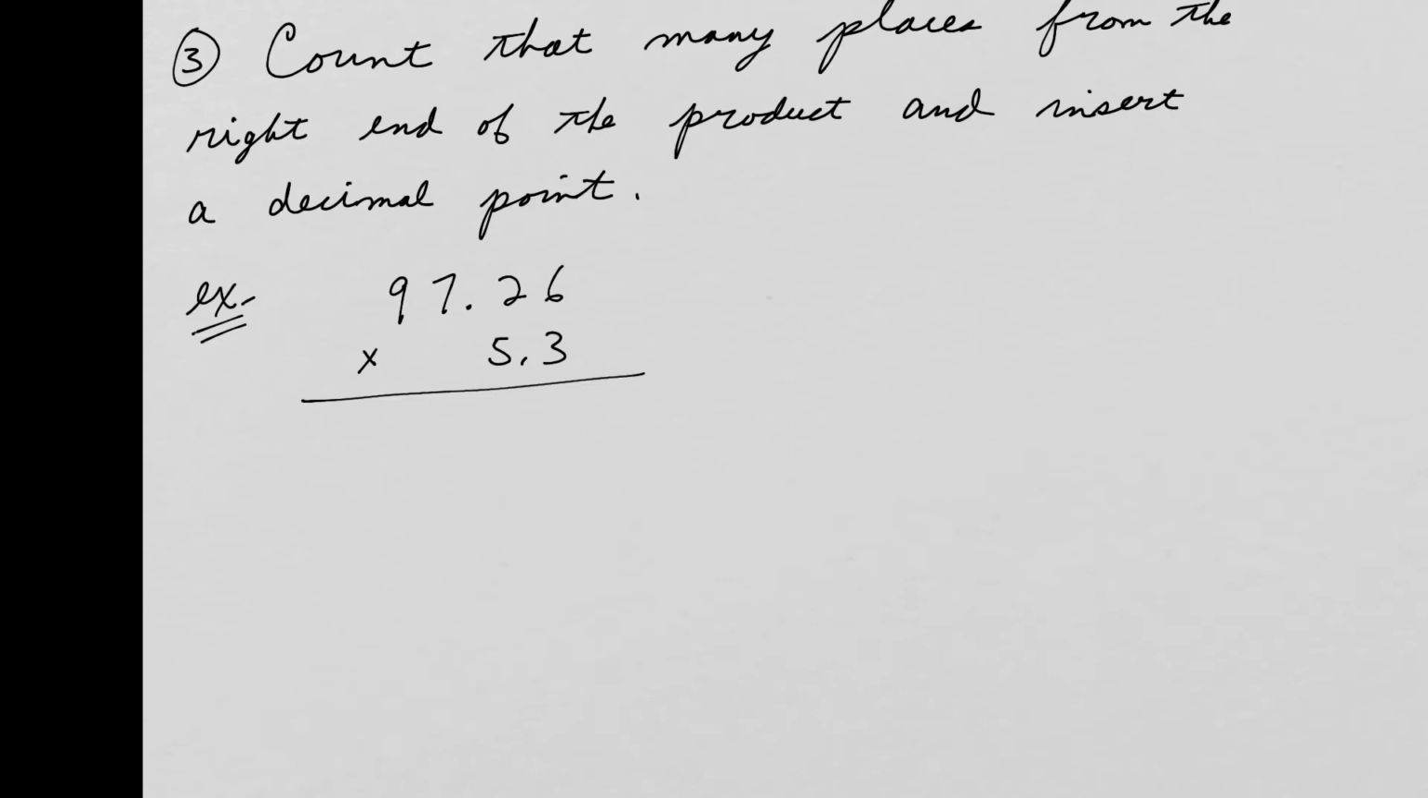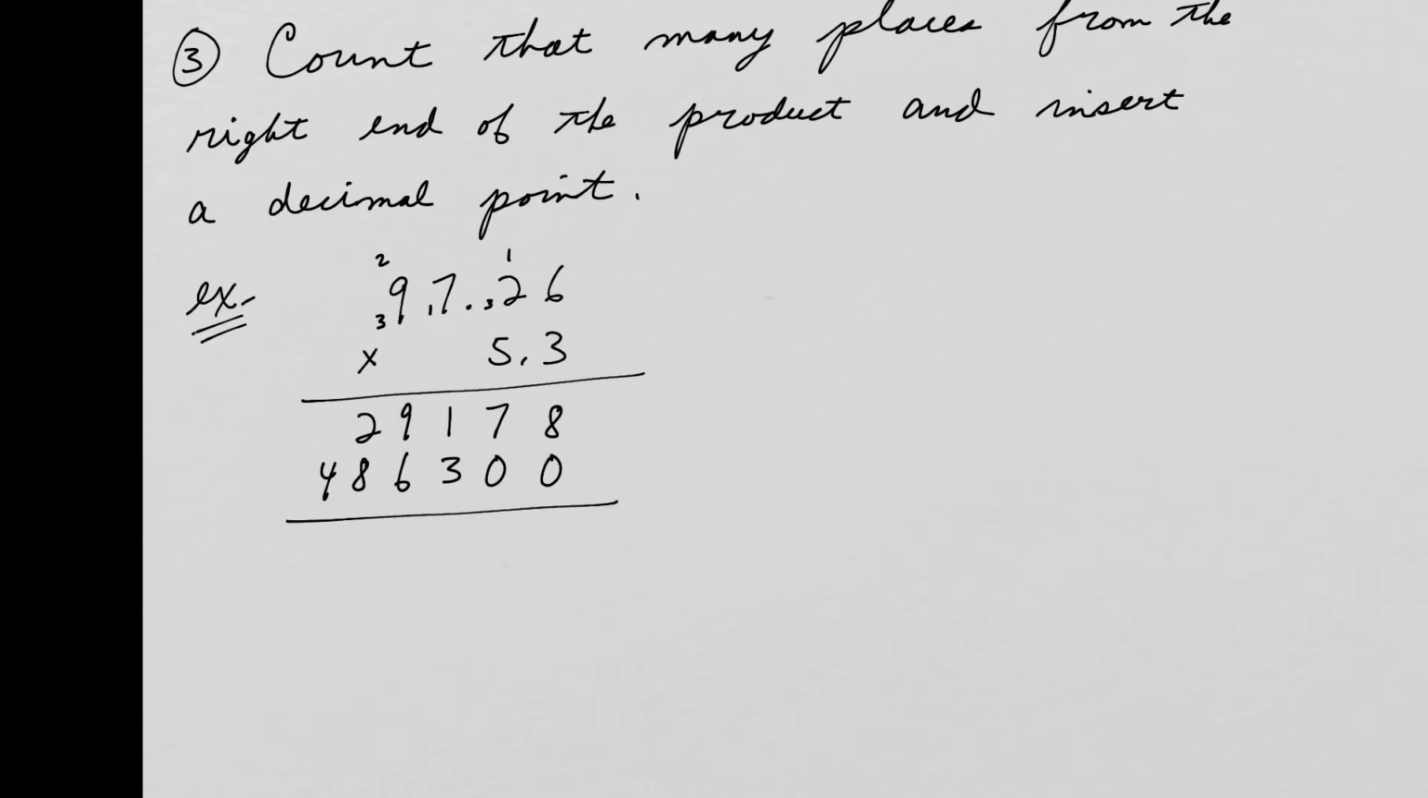So we would multiply like we normally would with whole numbers. 3 times 6 is 18, so I write down 8, carry the 1. 3 times 2 is 6, plus 1 is 7. 3 times 7 is 21, I write down the 1, carry the 2. 3 times 9 is 27, plus 2 is 29. Then I put a 0 here. Now I work with the 5. 5 times 6 is 30, so I write down the 0. Carry the 3, I'll write the 3 here. 5 times 2 is 10, plus 3 is 13. So 3, carry the 1. 5 times 7 is 35, plus 1 is 36. 6, carry the 3. 5 times 9 is 45, plus 3 is 48.